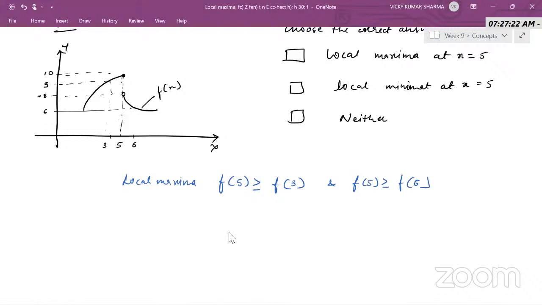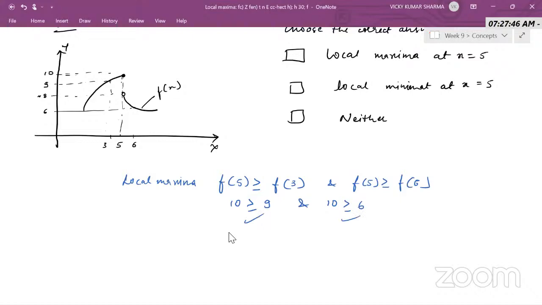Having known this, what is f of 5? Could someone tell me what is f of 5? It's 10. So 10 is greater than or equal to f of 3. What is the value of f of 3? 9. Let us check the other condition. Again, f of 5 is 10. Is 10 greater than or equal to f of 6? The answer is yes.